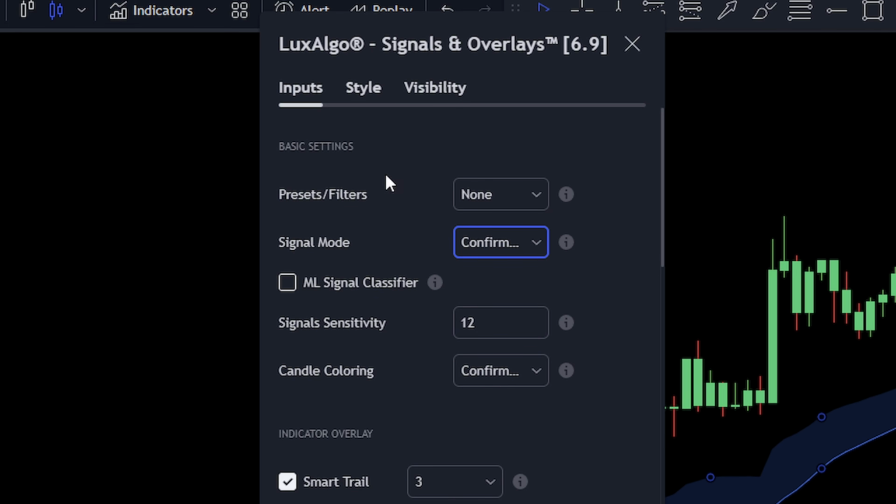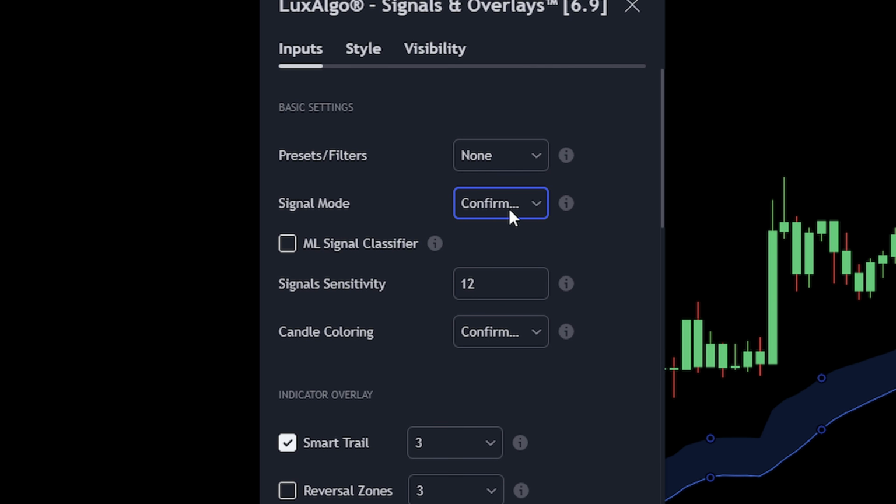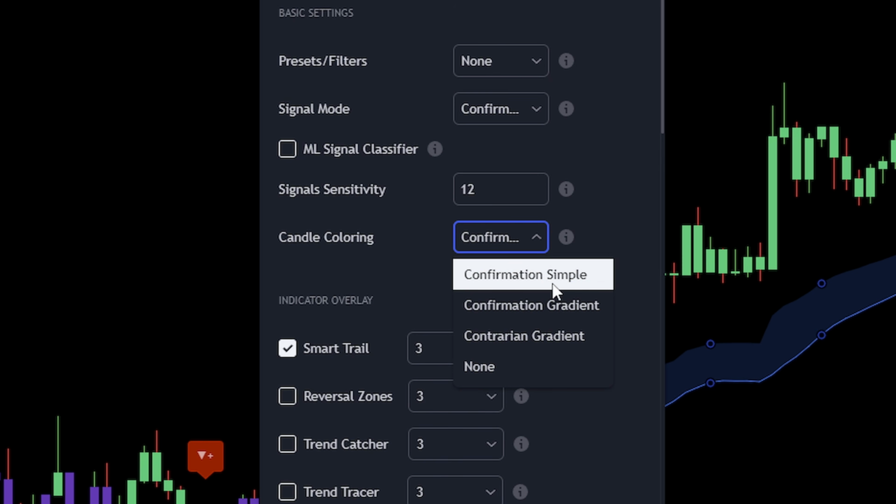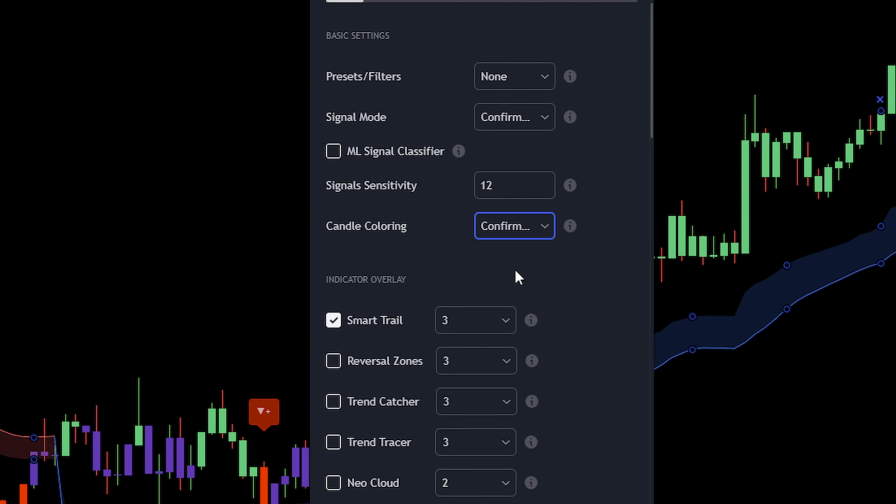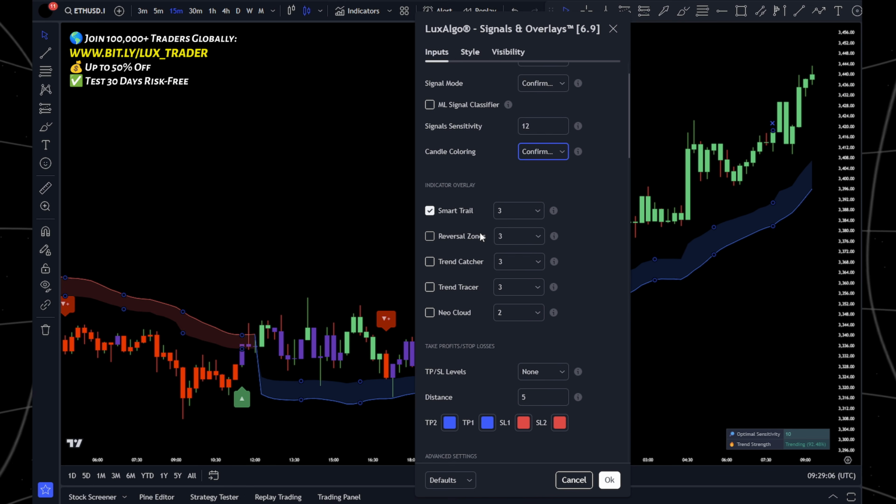Most of these settings will remain at their default values. The presets and filters option is set to none. The signal mode is set to confirmation and exits. The ML signal classifier is disabled, and the candle coloring is set to confirmation simple. The only setting we'll adjust here is the signal sensitivity.